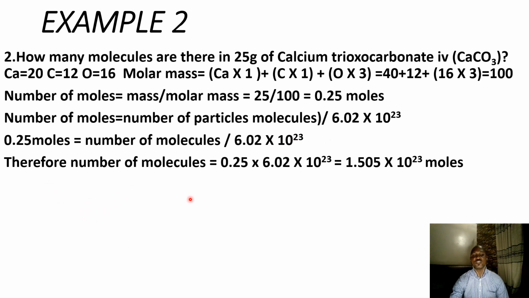Therefore, making the number of molecules the subject of the formula, it is equal to 0.25 times 6.02 times 10 raised to the power 23. If you resolve this arithmetically, 0.25 times 6.02 times 10 raised to the power 23 will give you 1.505 times 10 raised to the power 23 molecules. Now this value is in molecules because you are calculating the number of molecules.